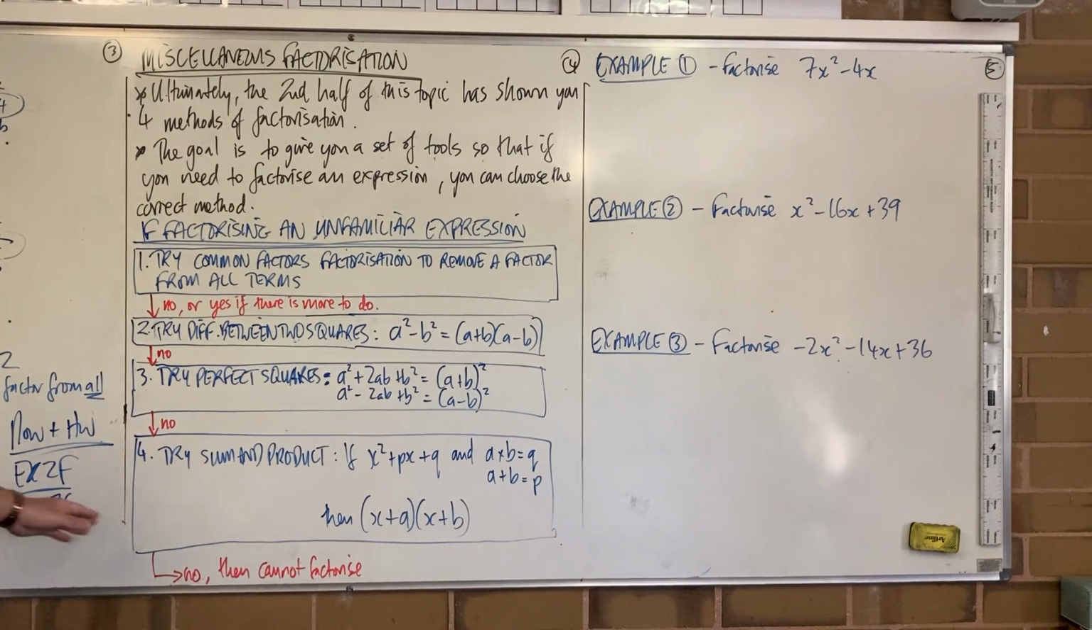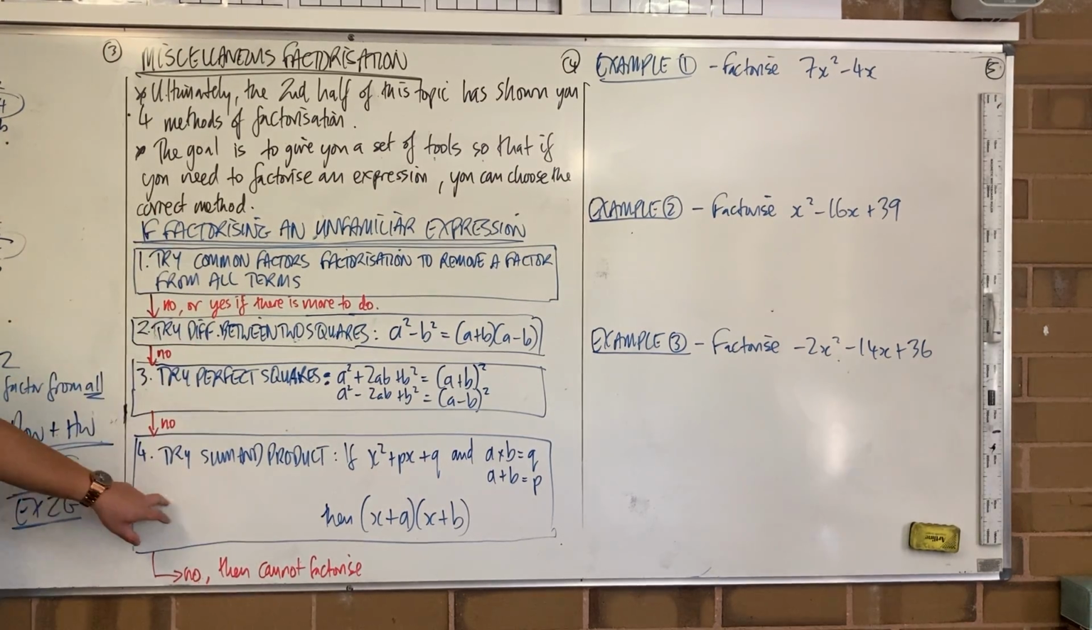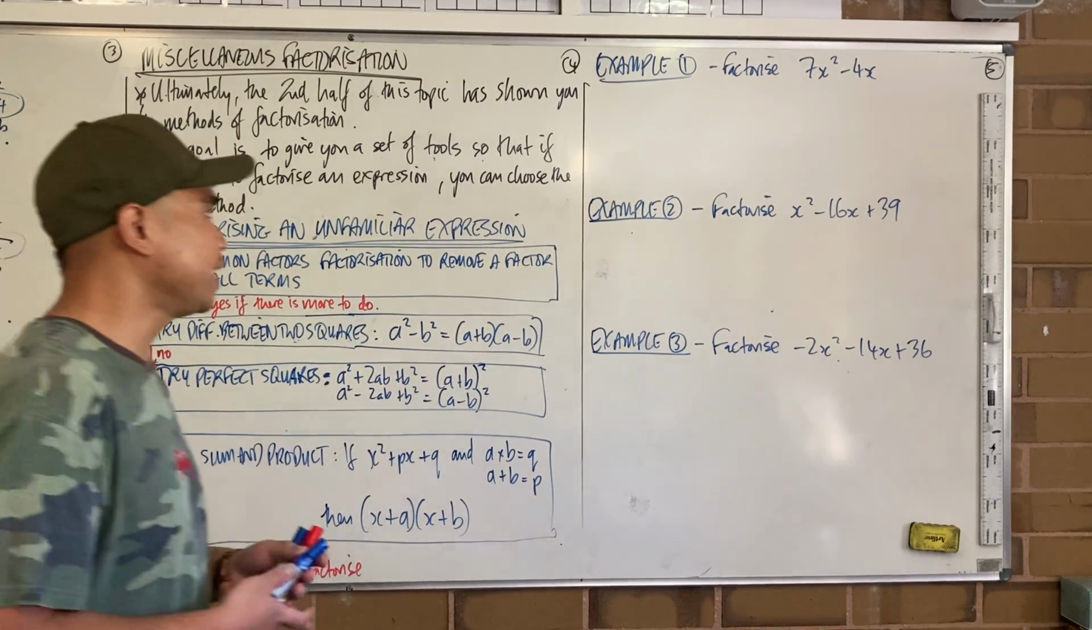So hopefully you see, this is nothing new. It is just a re-summarization of what I've gone over before and told you this is the order you should try. Try removing common factors, try difference between two squares, try perfect squares. If all of those don't work, you try sum and product rule. And if sum and product rule doesn't work, then you cannot factorize at a year 10 level. Okay? So let's try that.